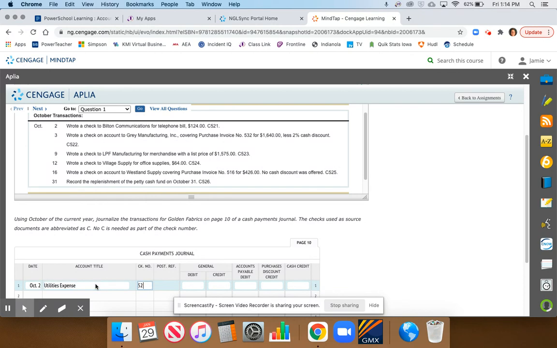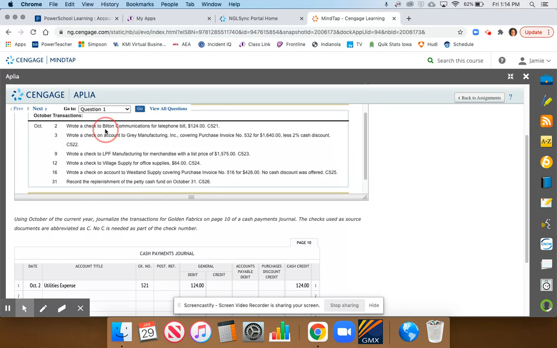Check 521. We do not need to write C521 because it's already labeled with the special label at the top of the column. Check 521. And then we're going to debit our expense like we always have for $124 and then credit cash. So that is how we do it, much like we did in the general journal.